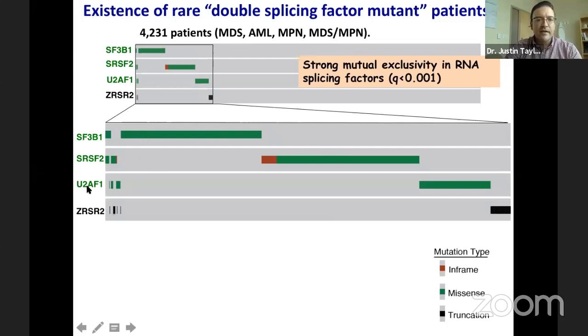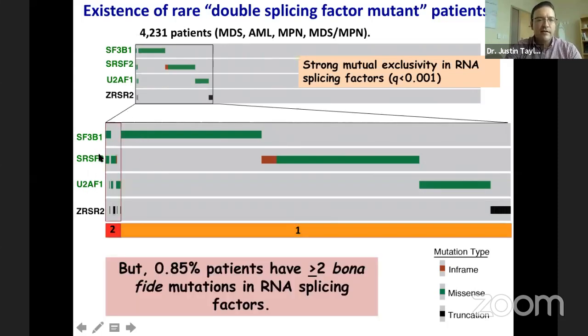But then if you zoom in, there are some patients, we've clustered them all on the left-hand side just to make it easier to see, that have more than one splicing factor mutation, so they seem to defy this mutual exclusivity. And this accounts for less than 1% of patients, 0.85.